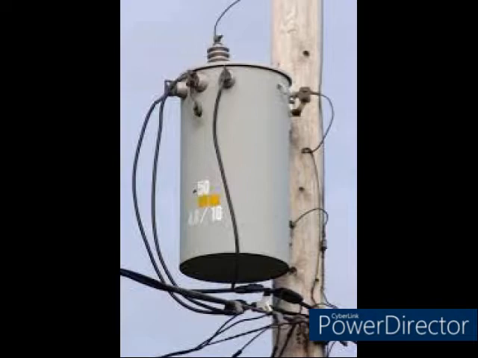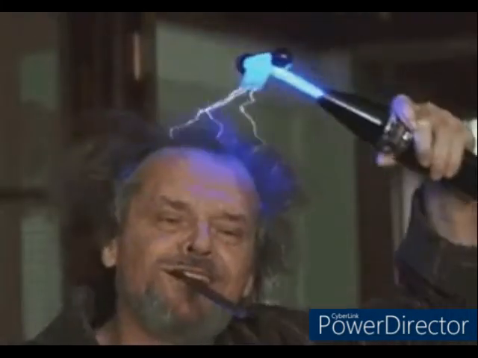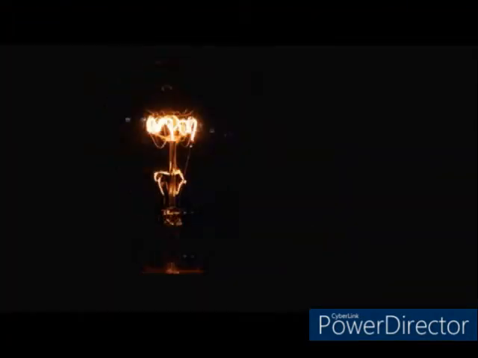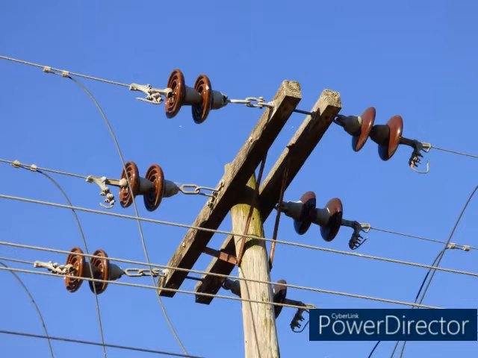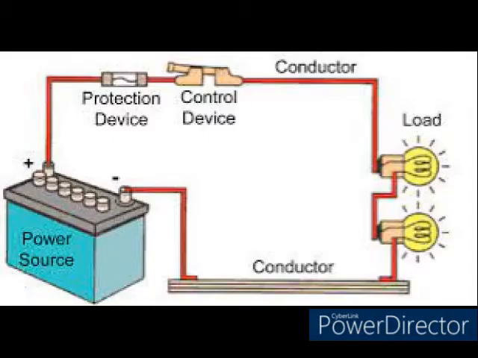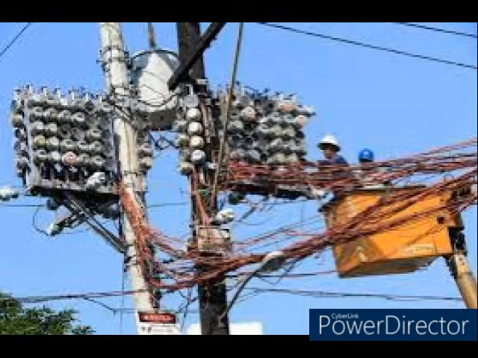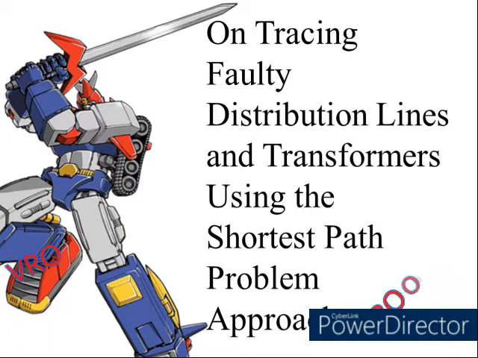By the use of transformers and electric power lines, we experience the benefits of electricity. We can't avoid power breakdown even if the power lines have insulators to protect the conductor of the power line. Due to natural disasters and man-made activities, power interruption happens. In this case, our group studies tracing the distribution lines and transformer using the shortest path problem.